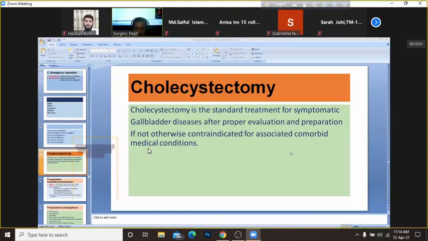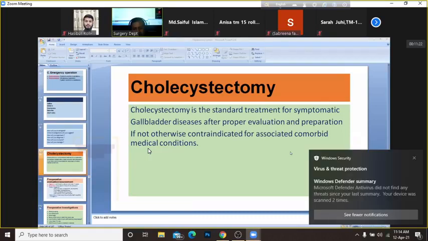So considering these two facts, that the gallbladder is not so essential, and whenever there is disease in the gallbladder, the symptom will not be relieved if the gallbladder is not removed, or in case of a stone, if we only remove the stone like kidney stone or ureteric stone, the stone will reform within a very short time. That's why the standard treatment for gallbladder disease is cholecystectomy.